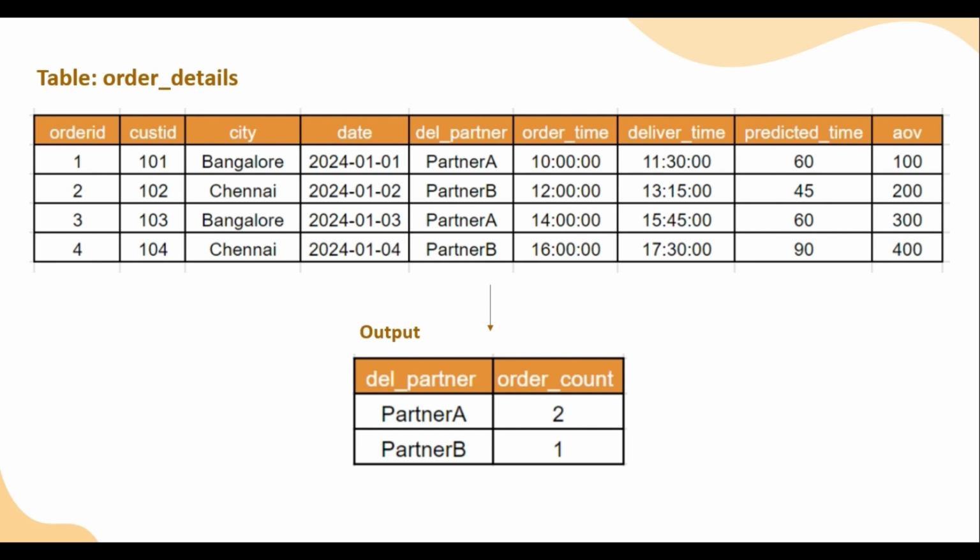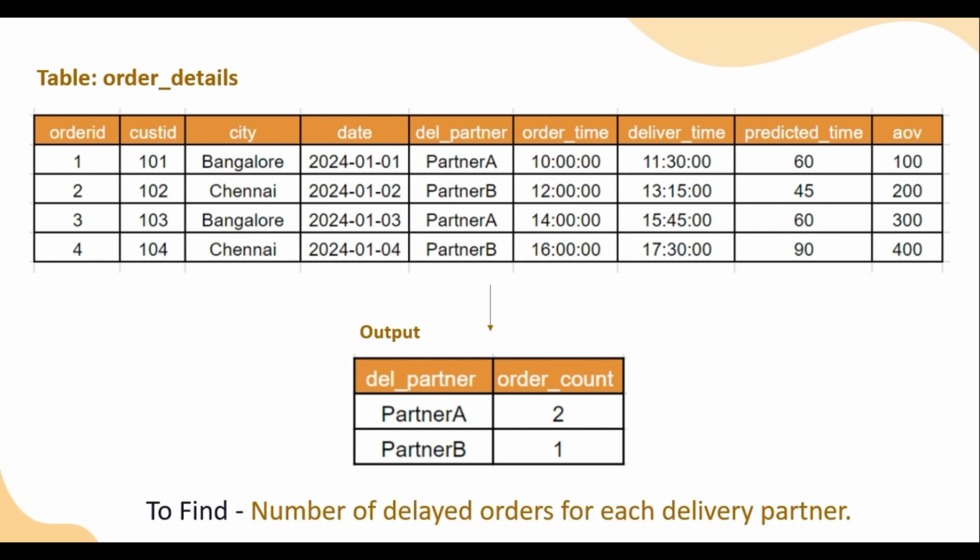But now the question is, since we have to find the number of delayed orders for each delivery partner, to do that, we will first have to find out the actual time of the delivery that the partner took to deliver the order.